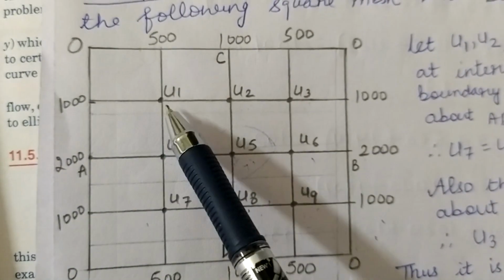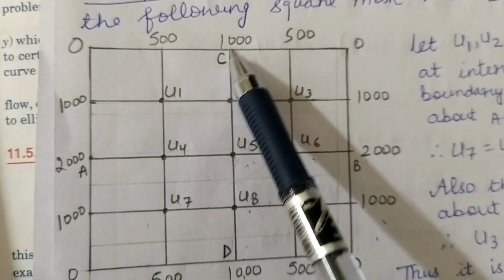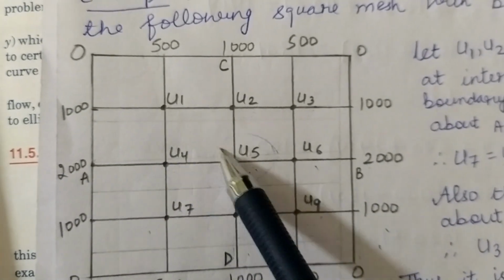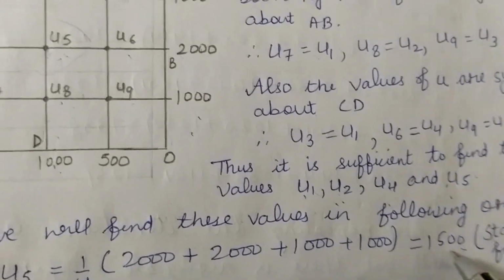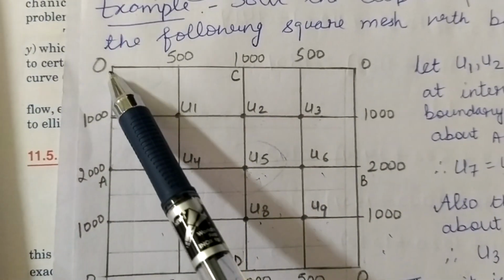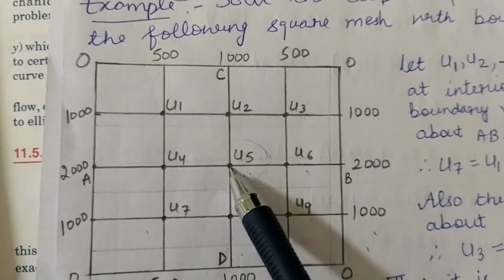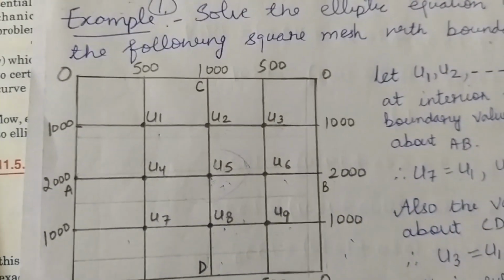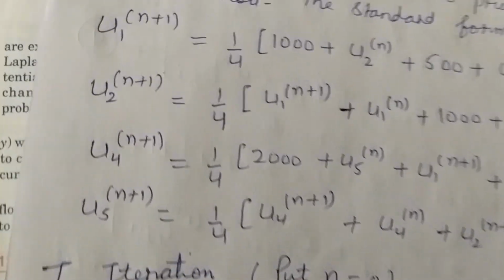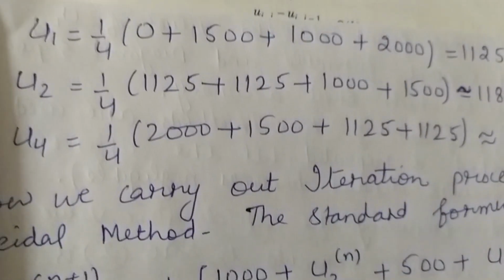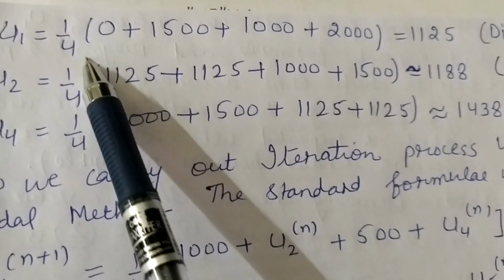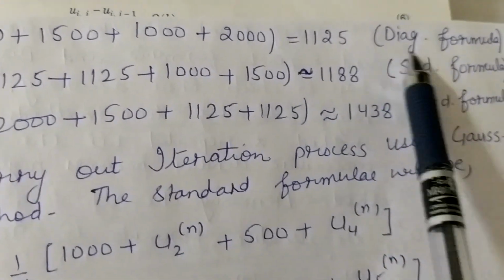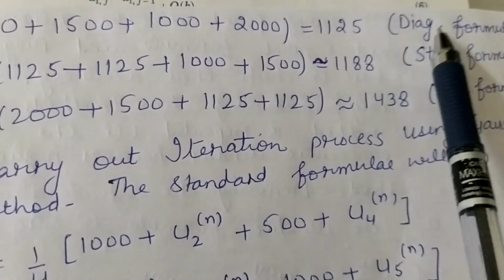This diagonal value 0 is available. This diagonal value 1000 is available. This diagonal value 2000 is available. Then this diagonal value u5 is known. It is 1500. So all the diagonal values are known: 0, 1000, 2000 and 1500. Using this diagonal formula, I can find out the value for u1. By this way, we have calculated the value for u1. It is u1 equal to 1 over 4, 0 plus 1500 plus 1000 plus 2000 equals 1125, and I have mentioned here that I have applied the diagonal formula.